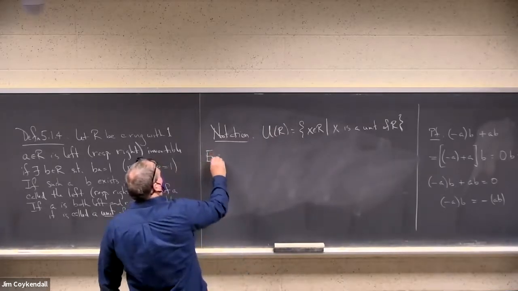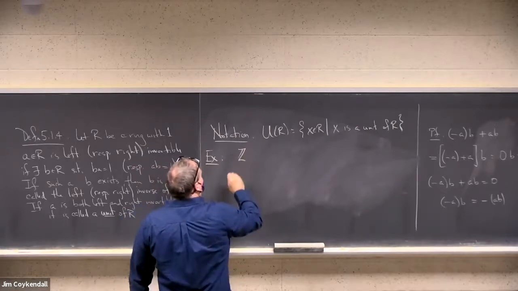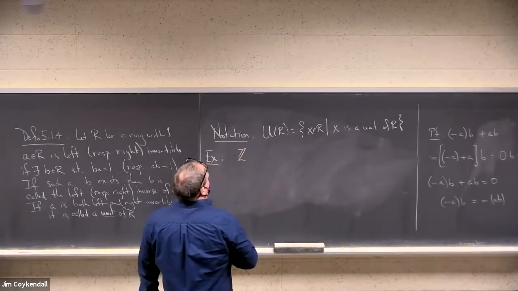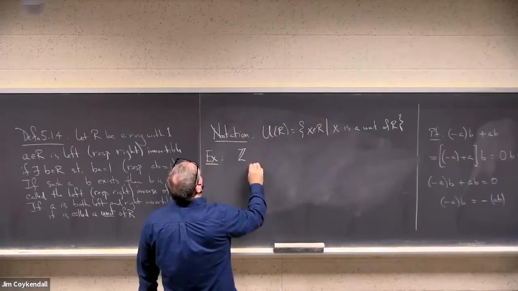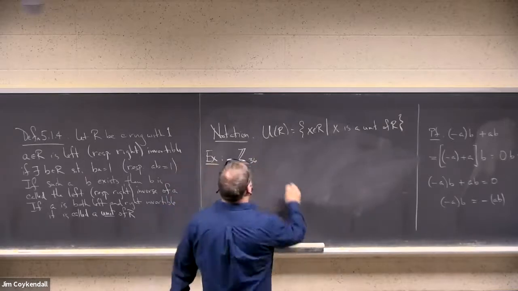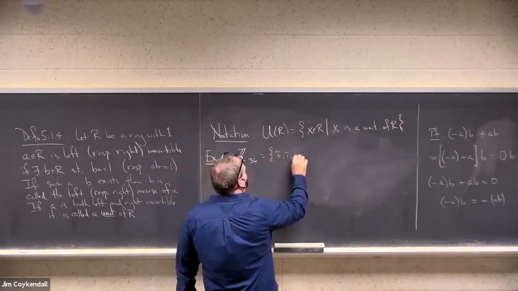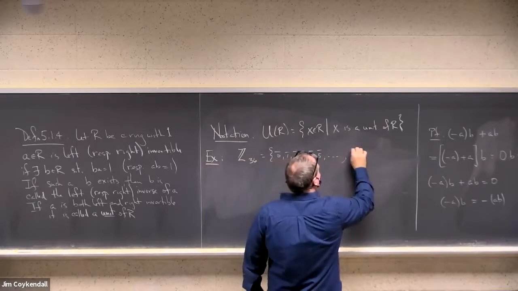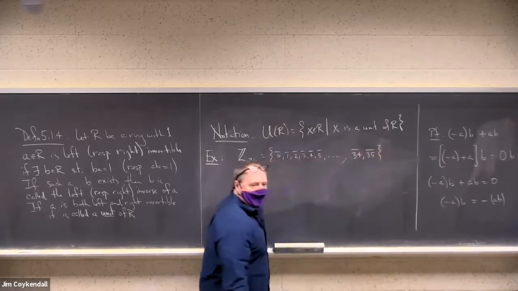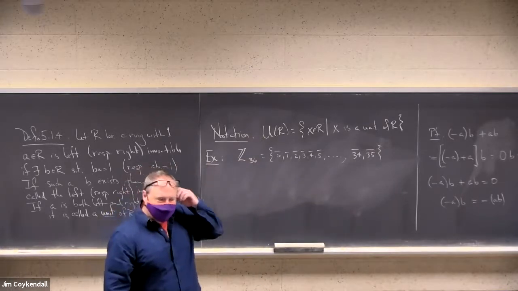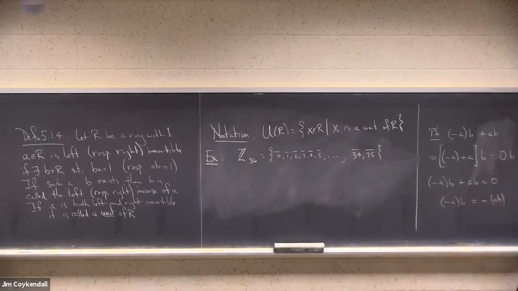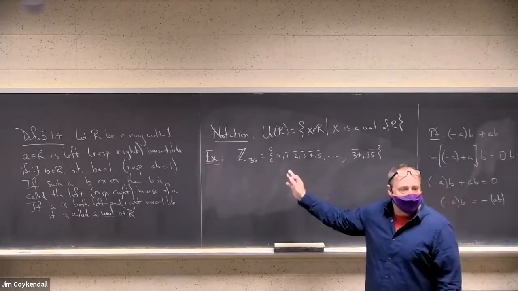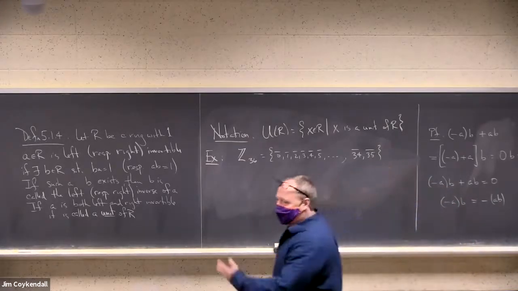Here's an example. Look and see, what's the units in the integers mod 36. Can anybody identify the units in this? Yeah. That's right. I mean, if you just forget about the halves here and look at the numbers that are relatively prime to 36, then I'll list them all.